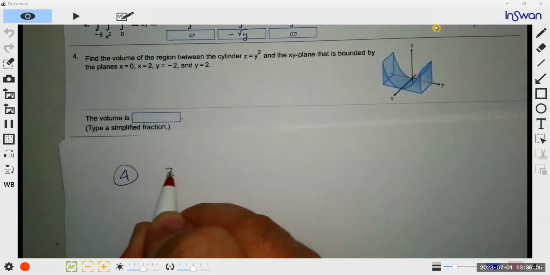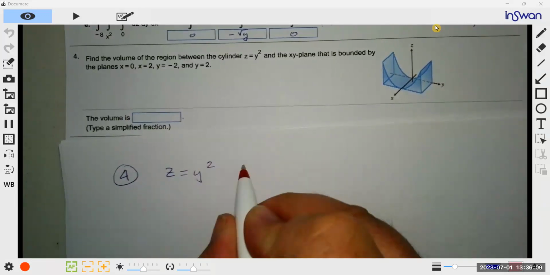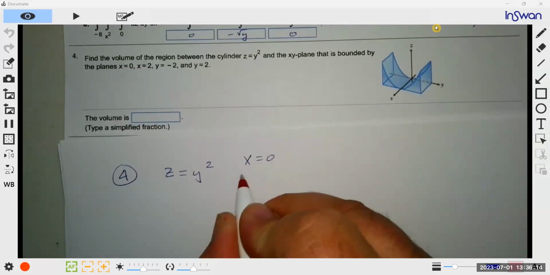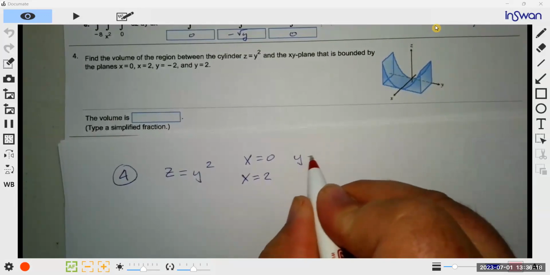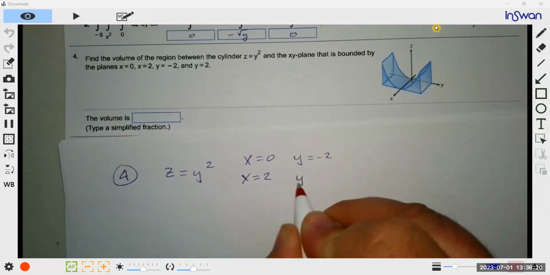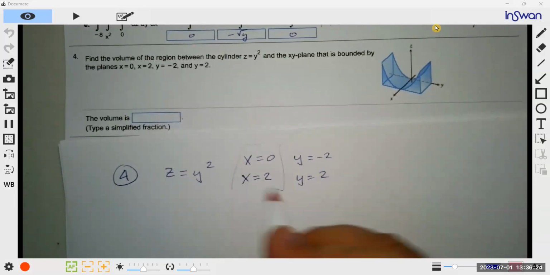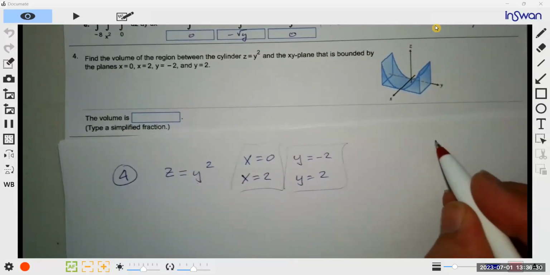The cylinder z equals y squared, and it's bounded by x equals 0, x equals 2, y is -2, and y is 2. Now, these just told us our bounds for the x and y component, and this tells us that. That's pretty straightforward.